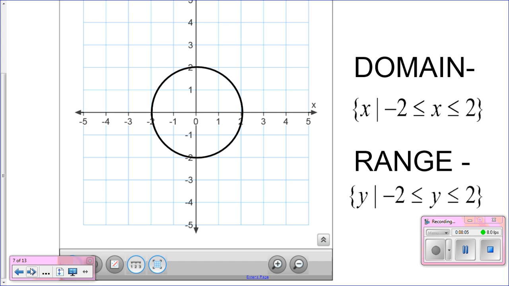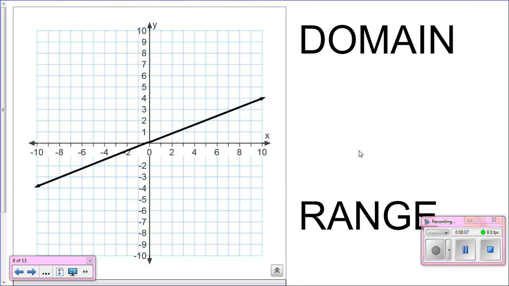Alright. Let's move on to another graph. So here's another graph. If you look at the arrows, they mean it's going to keep going. It's going to keep going this way and this way. Okay? So look at our x values for domain. I'm using every single x value here because I've got a continuous line going from -10 to 10, but those arrows mean it's going to keep going.